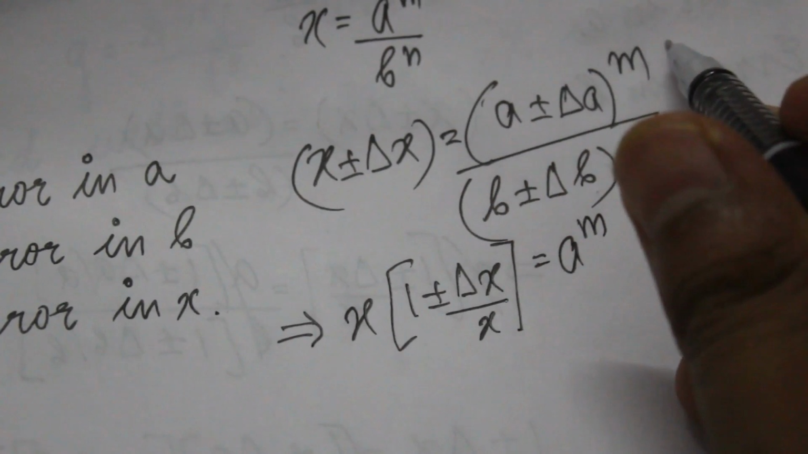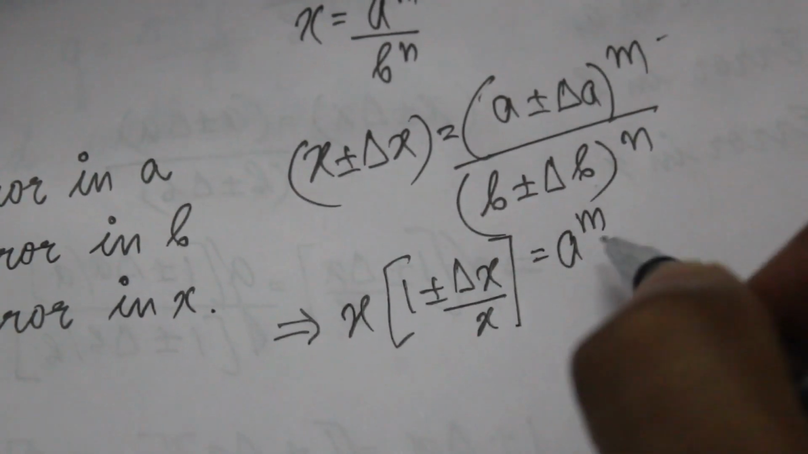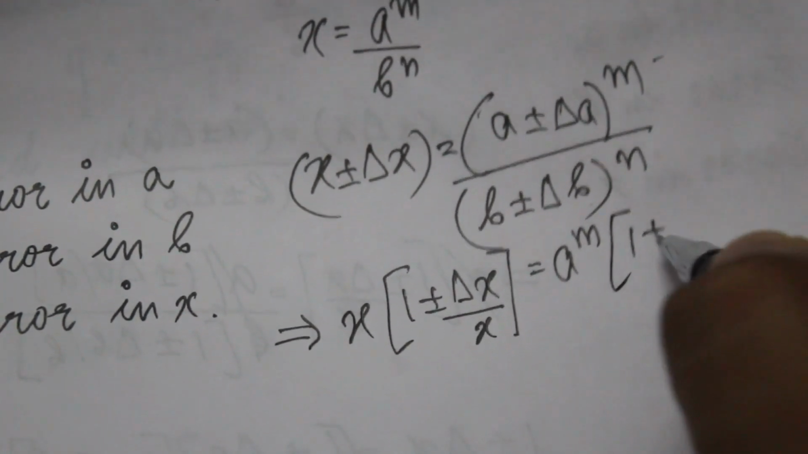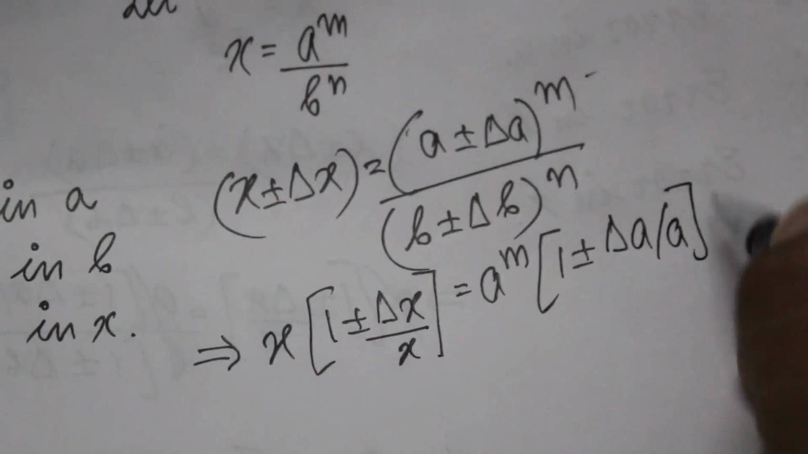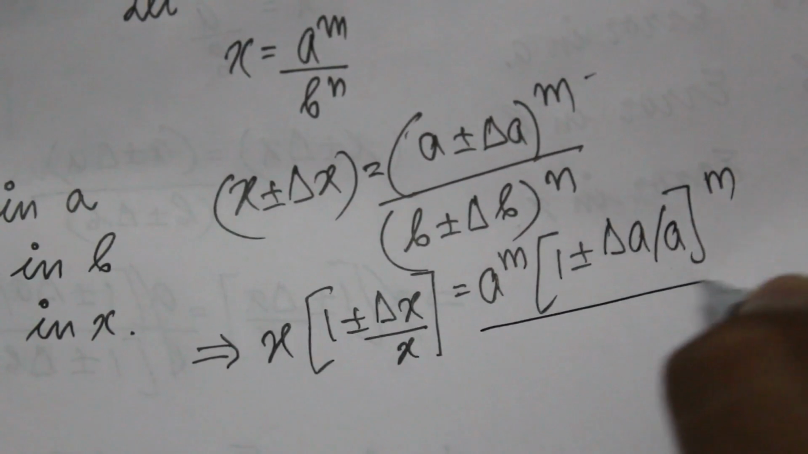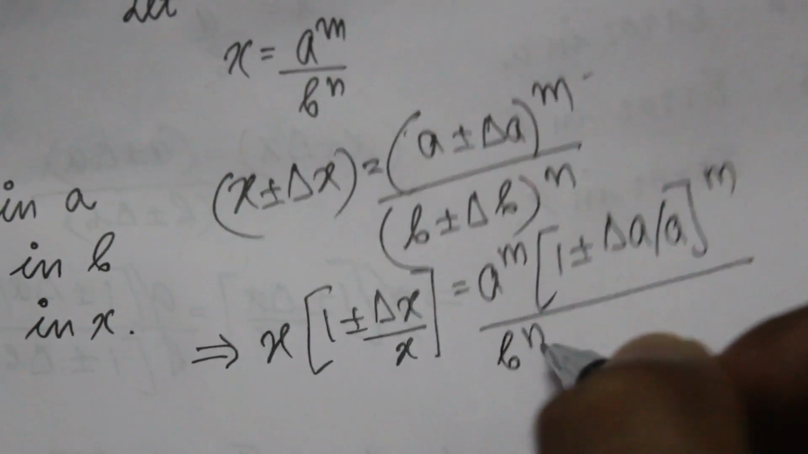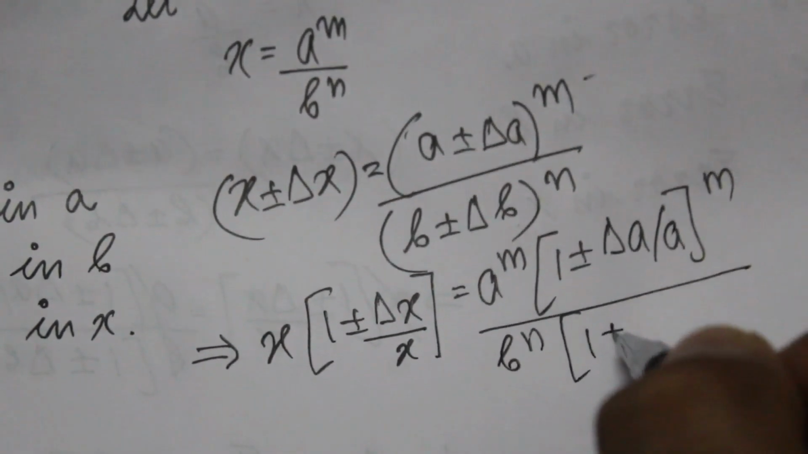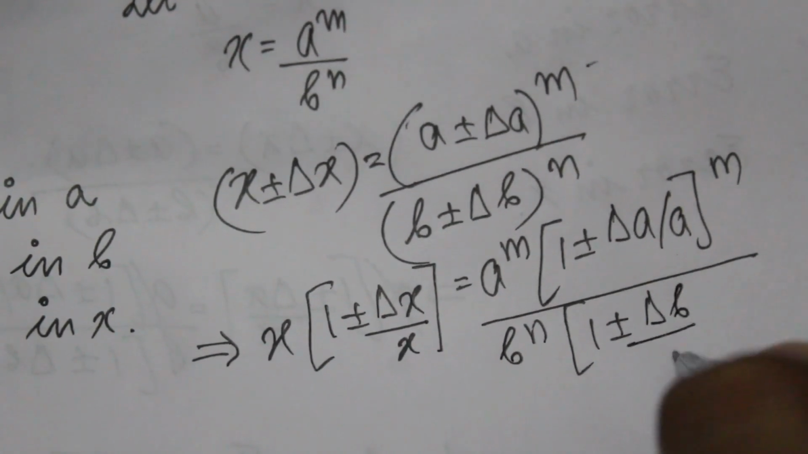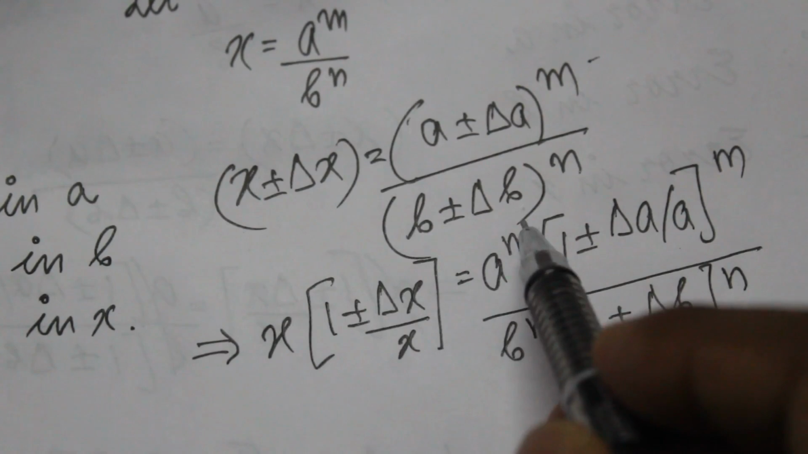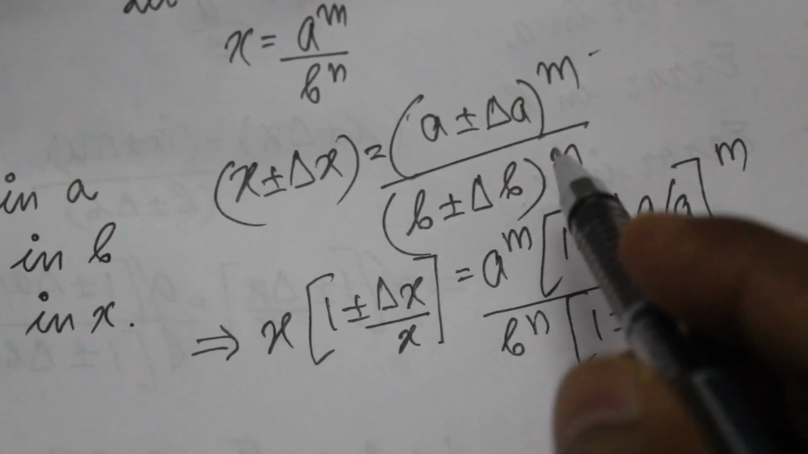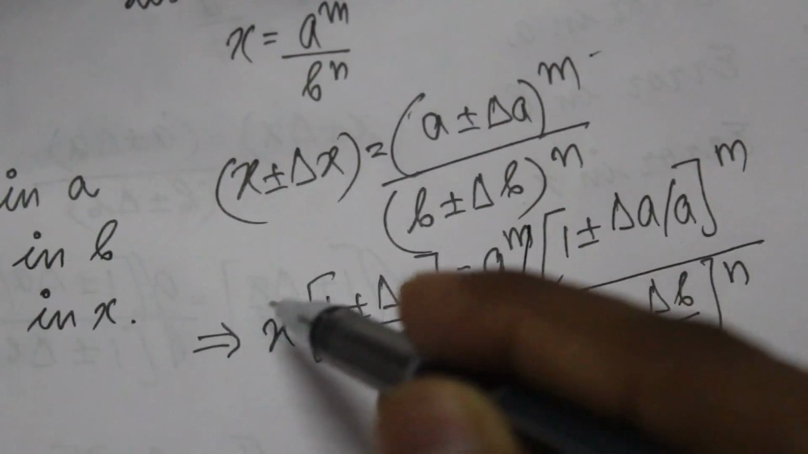If I take a common out of this, I will get a to the power m times (1 plus minus delta a upon a) to the power m. Taking b common, I get b to the power n times (1 plus minus delta b upon b) to the power n. As x is equal to a to the power m upon b to the power n, we can cancel this out.